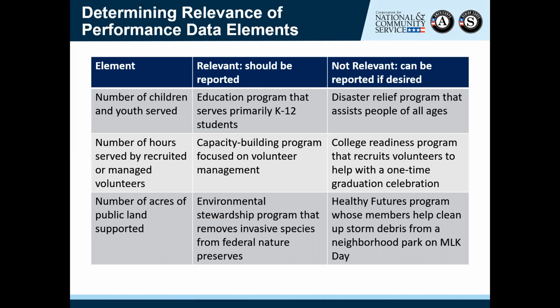The third row here is the number of acres of public land supported. This is almost certainly going to be relevant to an environmental stewardship program that is working on land restoration or invasive species removal. But many other programs engage in one-time or occasional service projects that may involve supporting public land in some way. The example on this slide is a Healthy Futures program whose members help clean up storm debris from a neighborhood park on MLK Day. That's a great activity, and the grantee is welcome to report the activity under the performance data element if they would like to, but they don't have to.